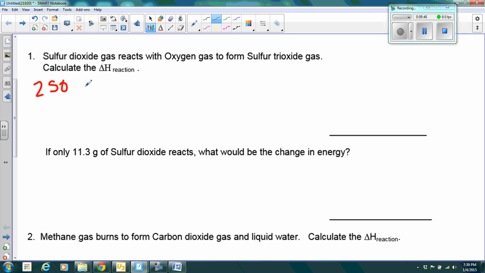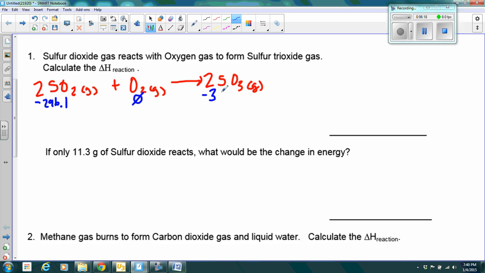So 2 moles of SO2 in the gaseous phase plus oxygen in the gaseous phase is going to yield 2 moles of sulfur trioxide gas. So again, take a look at your heat of formation sheet, and you guys should be able to find all of these values, and you're going to see that this is going to release 296.1 kilojoules of energy. And remember, oxygen is in a natural state, so there's no heat of formation there. And then I am also releasing 395.2 kilojoules of energy here.